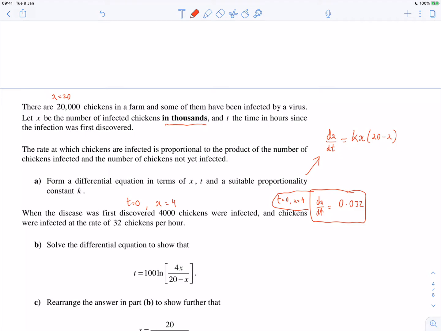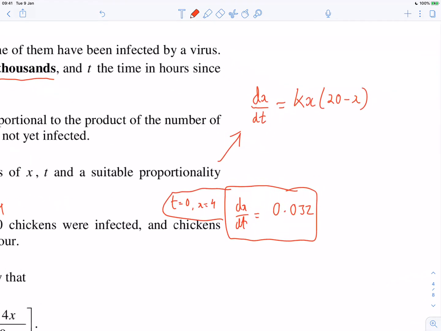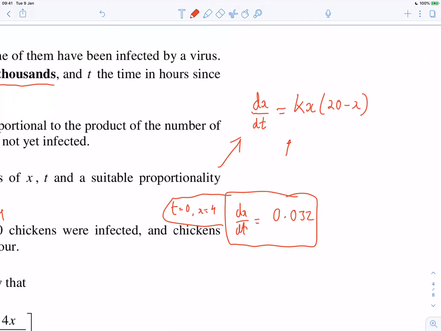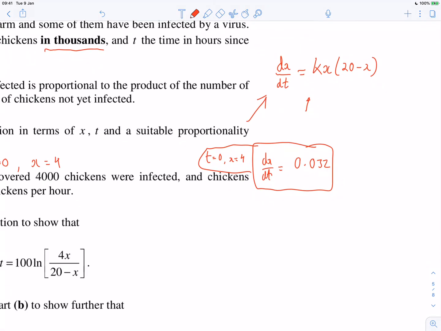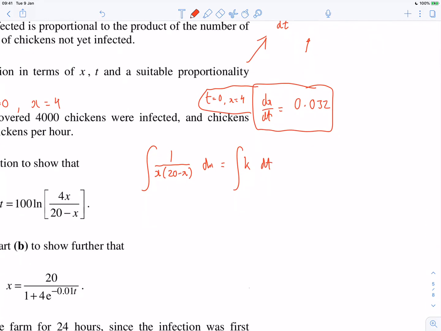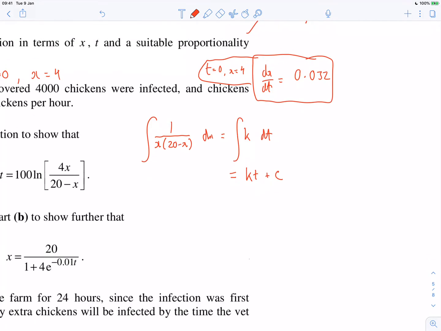B, solve the differential equation to show that blah. Okay, let's go back to our differential equation and separate the variables. I don't need to get the k on the other side, so I'll just have 1 over x times 20 minus x dx equals k dt. The right hand side is easy, that's just kt plus a constant. And the left hand side, partial fractions, we're going to have to deal with that.